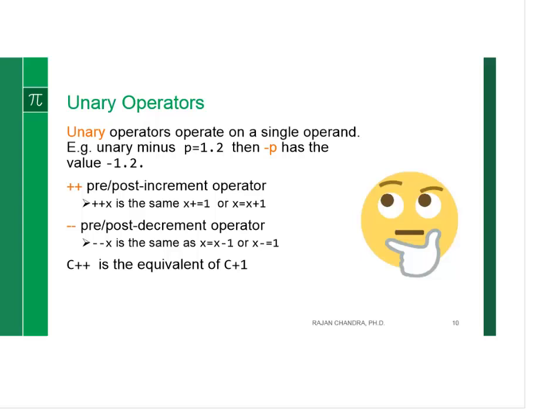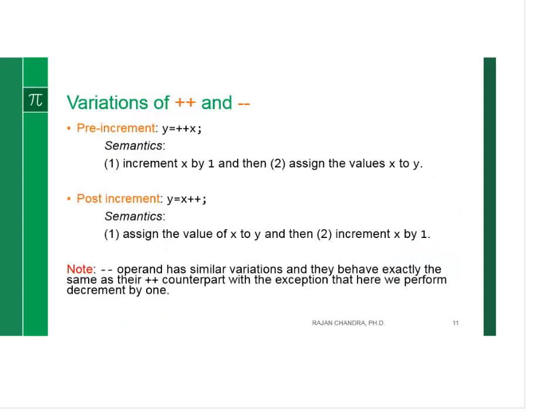On the other hand, plus or star is a binary operator because they operate on two variables. For example, C equal A star B. Star is operating on two variables A and B. For that reason, it is called a binary operator.